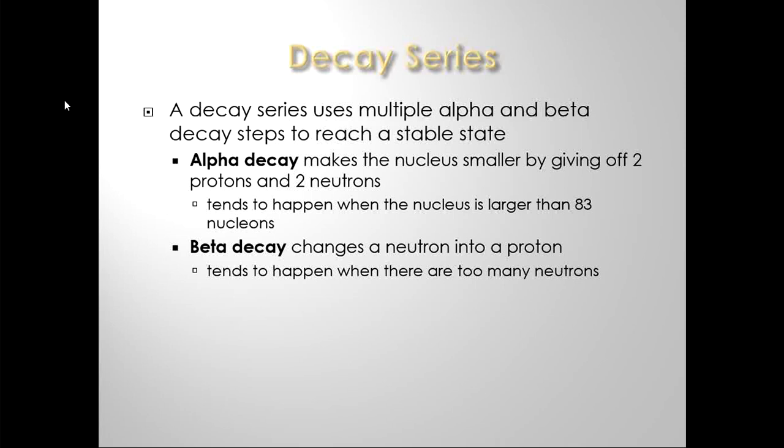Alpha decay makes the nucleus smaller by giving off 2 protons and 2 neutrons. So remember, this is equivalent to a helium-4 nucleus. It tends to happen when the nucleus is larger than 83 nucleons. Nucleons, remember, is protons and neutrons together. Beta decay changes a neutron into a proton and an electron where the electron is emitted. So it tends to happen when there are too many neutrons.